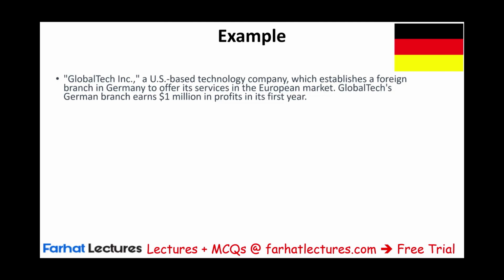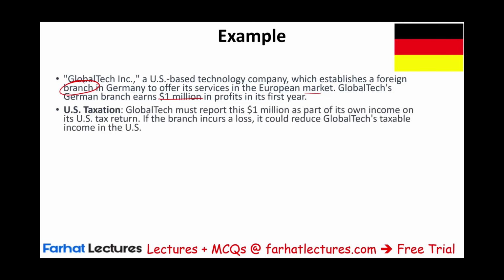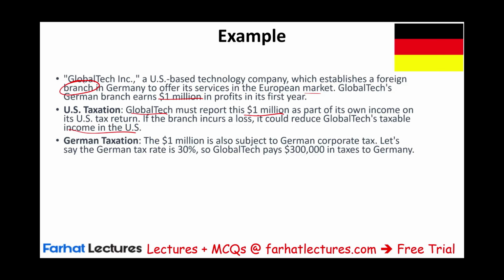Global Tech, a US-based technology company, establishes a foreign branch in Germany to offer its services to the European market. And they earned $1 million in profit for that year. What's going to happen immediately in that year? Global Tech must report this $1 million in the US and pay taxes on it in the US. Now, the $1 million is also subject to the German corporate tax because it's operating in Europe, and let's say the German tax rate is 30%. So they paid $300,000 in Europe.